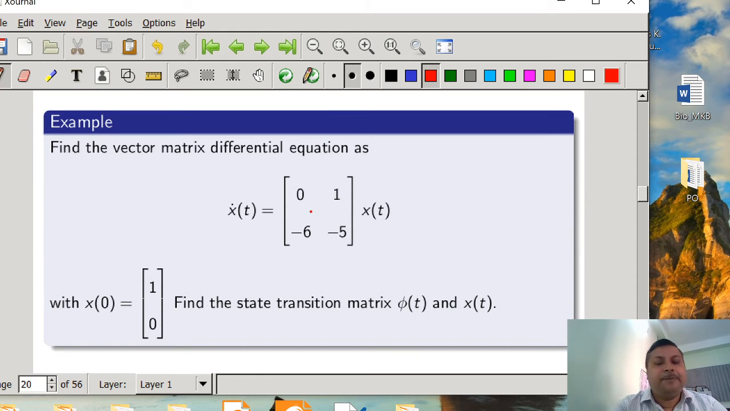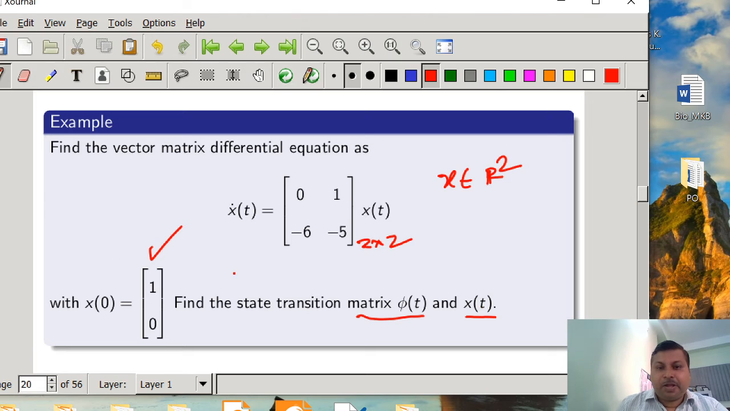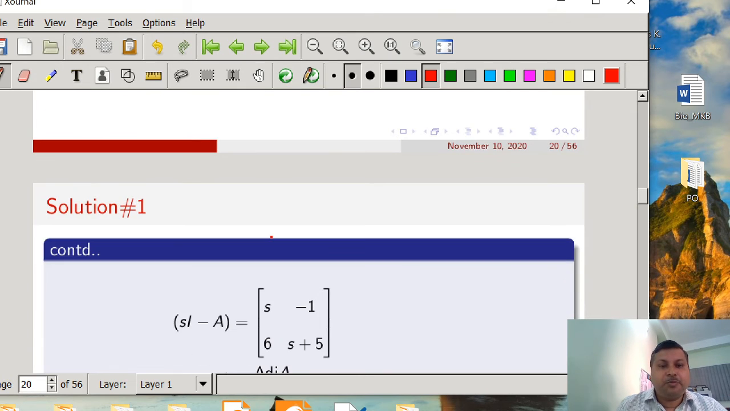Suppose we have an LTI system which is homogeneous, so ut is equal to 0, so x dot t equals A into xt, and here you can see that xt belongs to R of 2. Okay, and here A is a 2 by 2 matrix, x0 is also given, and we have to find the state transition matrix phi t, and also we have to compute x of t. Okay, so what is the way to compute phi of t or e to the power At?